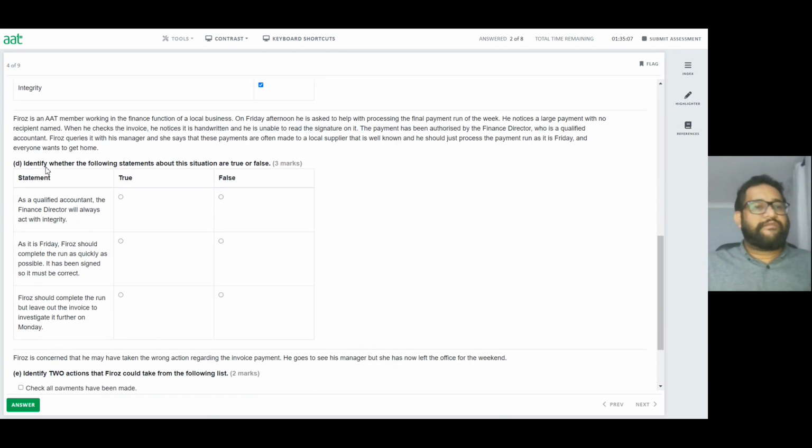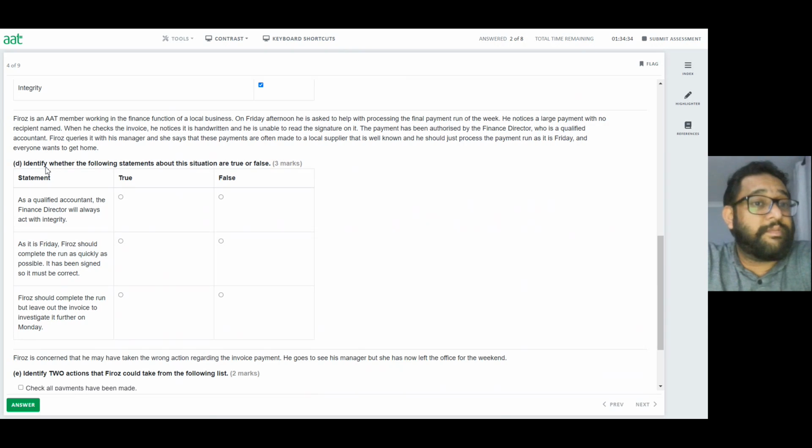The next one is Firoz, an AAT member working in the finance function of a local business. On Friday afternoon, he is asked to help with processing the final payment run of the business. He notices a large payment with no recipient named. When he checks the invoice, he notices it is handwritten and he is unable to read the signature on it. The payment has been authorized by the finance director, who's a qualified accountant.